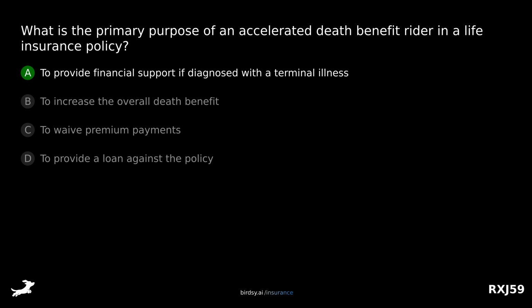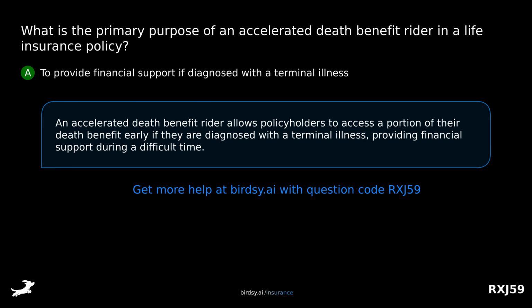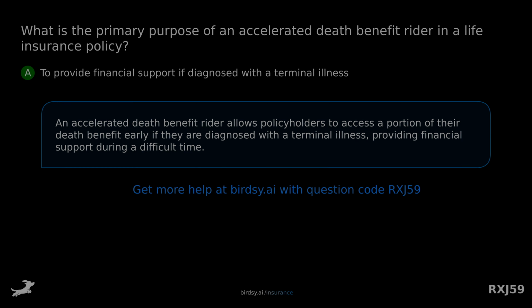The answer is A, to provide financial support if diagnosed with a terminal illness. An accelerated death benefit rider allows policyholders to access a portion of their death benefit early if they are diagnosed with a terminal illness, providing financial support during a difficult time.